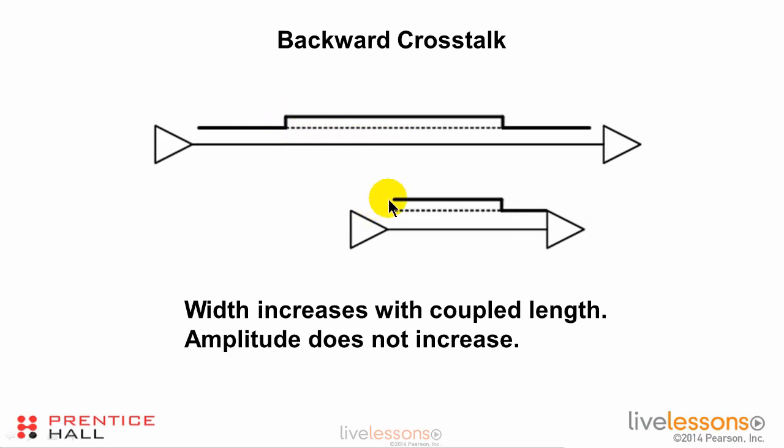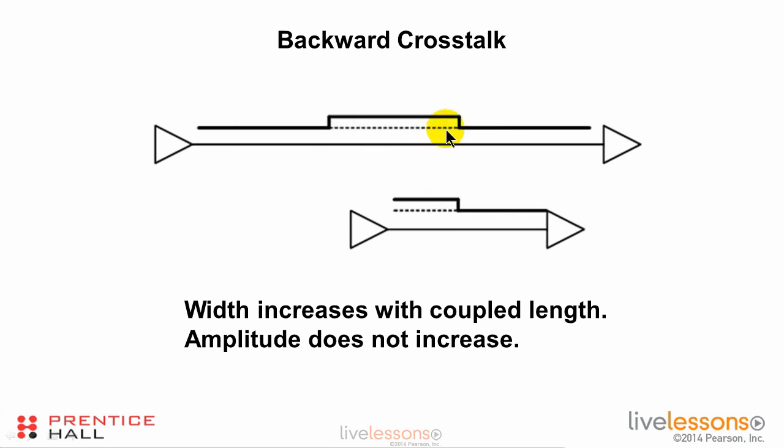Now, we can kind of eyeball this and see that so far, the coupled length has been this long. So far, the backward crosstalk signal is twice that wide. The backward crosstalk signal width increases with coupled length, but its amplitude is not increasing. So we're going to let this free run a little bit more. We're at the end of the coupled region here, but this signal is going to continue going backwards. And then we're going to start over again.